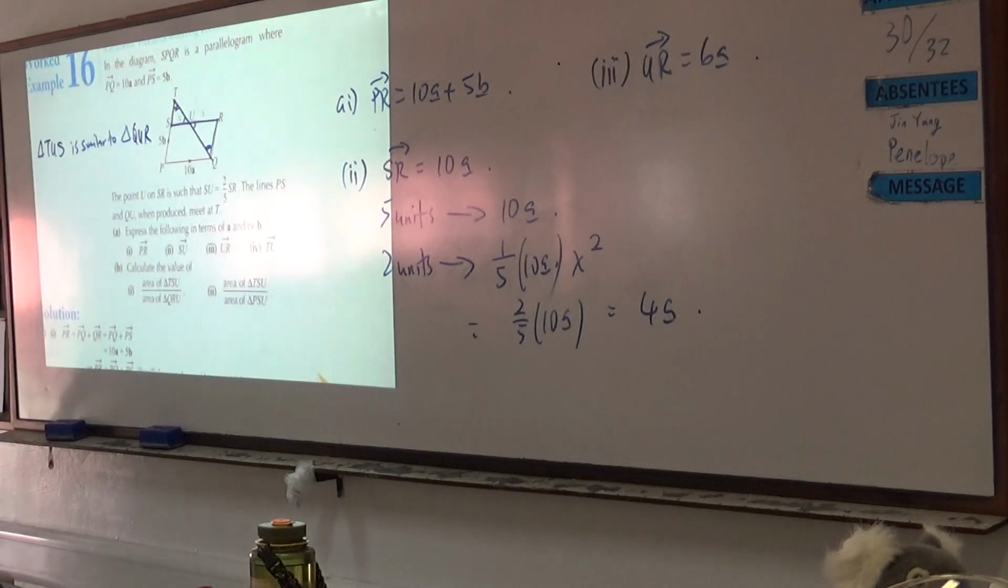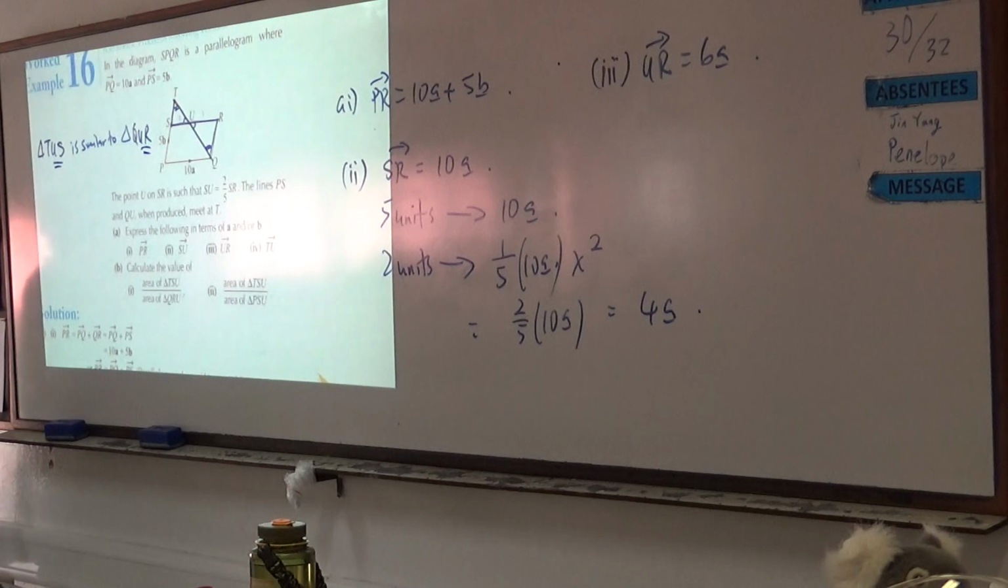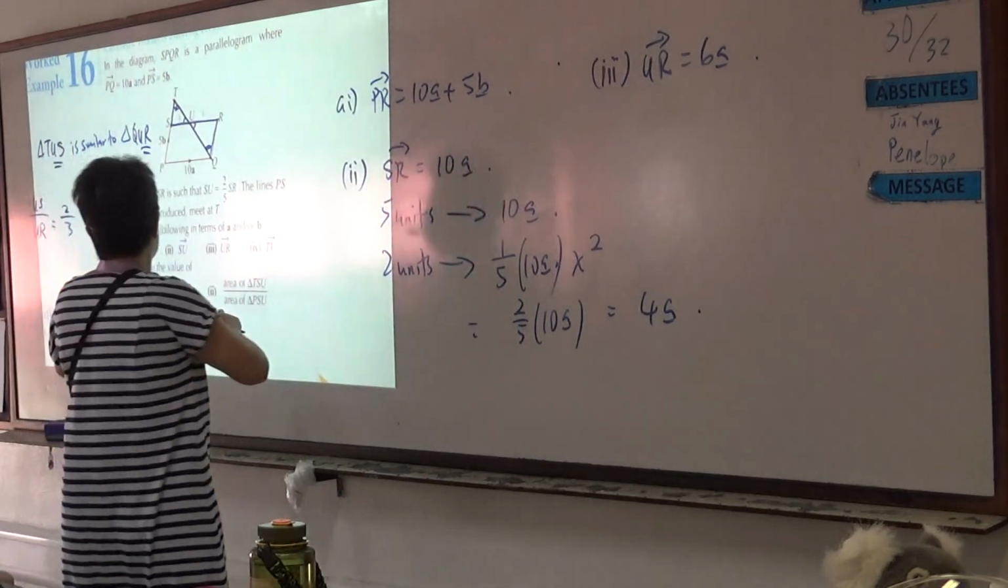That means the length US will correspond to the length UR. Can you see it? Now, can you tell me US over UR is what? 2/3, right? Can you see just now I said 2/3 here? Right. Alright, so what's the moral of the story?